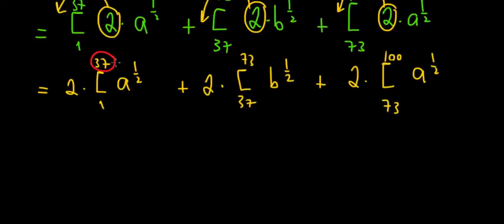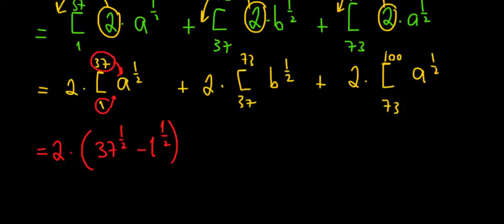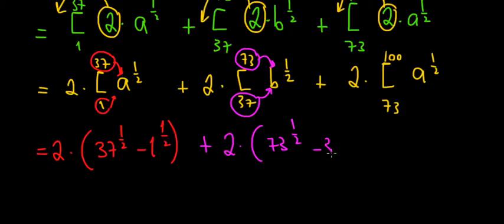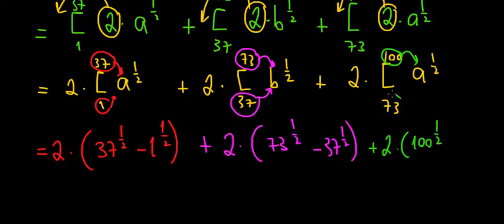We can substitute the values 37 and then 1, and we do that for every term. So we have 2 times 37 to the power 1 over 2 minus 1 to the power 1 over 2. Now let's change colors to keep track easier. Plus 2 times, we do that here as well. Substitute 73 into b. We have 73 to the power 1 over 2. Substitute 37 into b. So we get minus 37 to the power 1 over 2. We do that one more time. So we have plus 2, and we substitute these values, 100 into a. So we have 100 to the power 1 over 2, and minus 73 to the power 1 over 2.